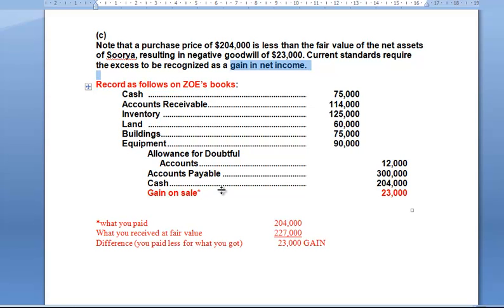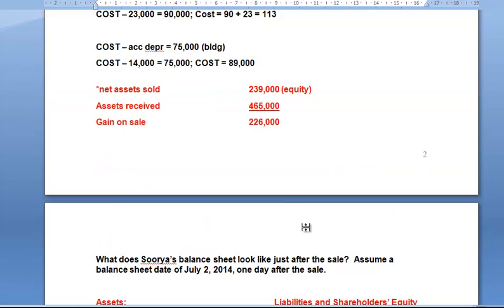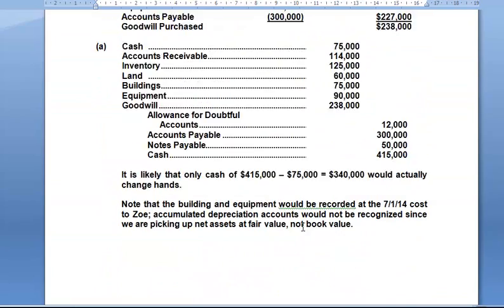So how did we know that we had negative goodwill? Well, I'm going to compare what I paid. Again, this is part C, which is totally independent from the original question. It didn't cost $415,000 for Zoe to buy the company plus a $50,000 note. They're changing the deal on you. They're saying it was $204. So you only paid as Zoe $204, but what did you get in value? You got $227. We calculated that right up here.